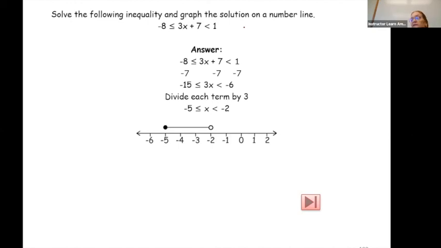You have to be very careful, though. If you get in the habit of doing this, don't try to do it for a disjunction, because remember, disjoint sets are separated. Okay, for this one, we can subtract 7 across the board, and this gives us negative 15 is less than 3x, which is less than negative 6. Dividing all through by 3, we get negative 5 is less than or equal to x, which is less than negative 2. And so this gives us the final result.